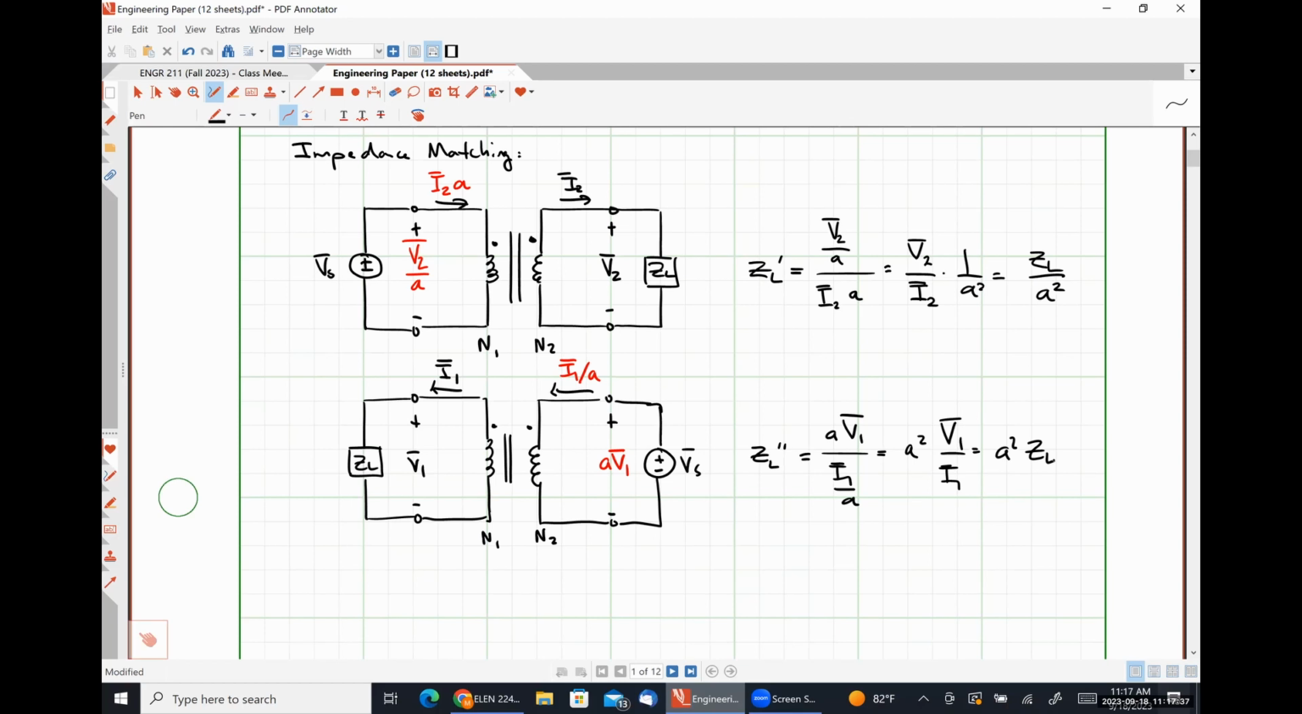To move an impedance from the primary to the secondary, we multiply by A squared. So there's our impedance magic. Any questions on this? Hopefully fairly straightforward. All right. So we're going to take this concept and we're going to go a little bit further.